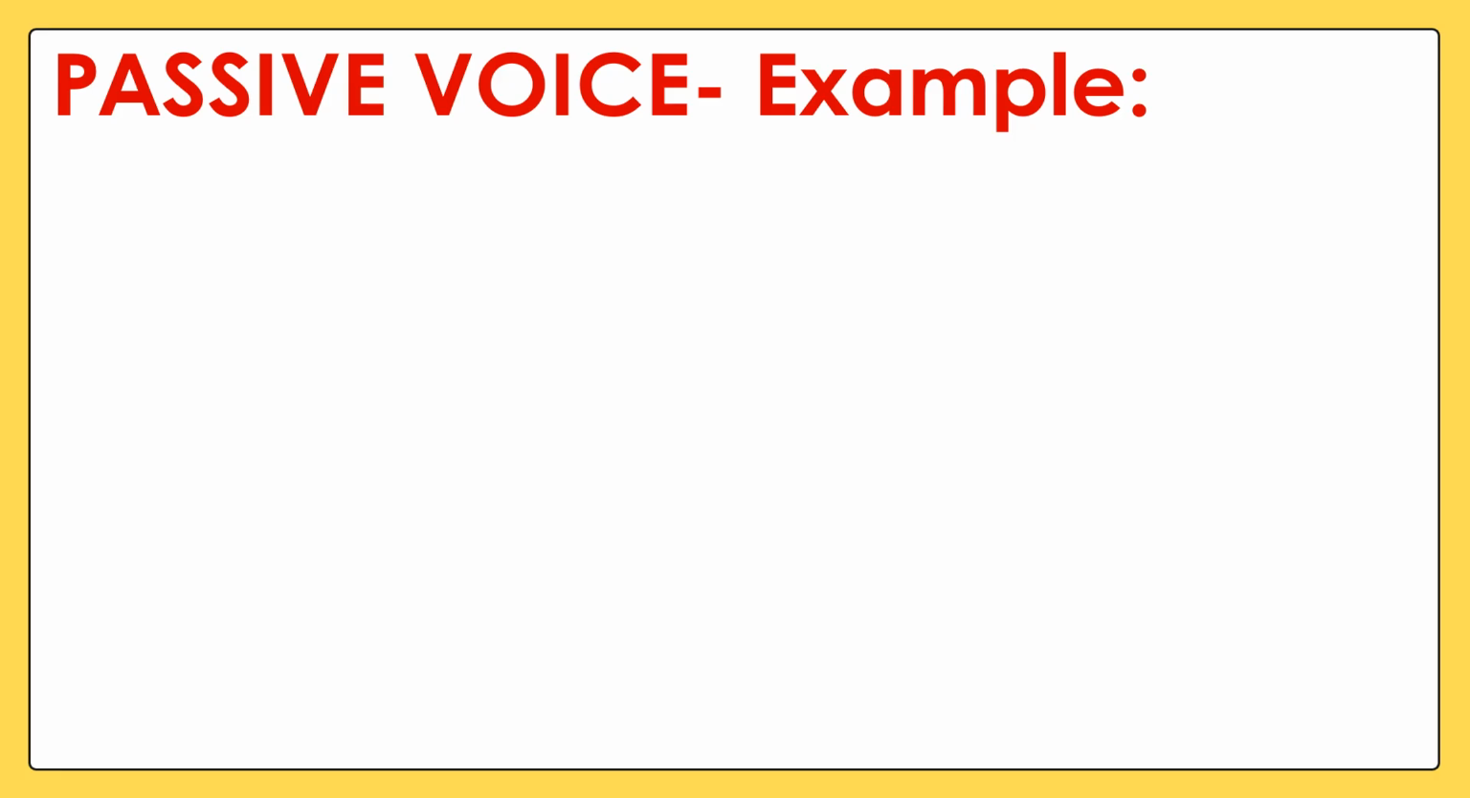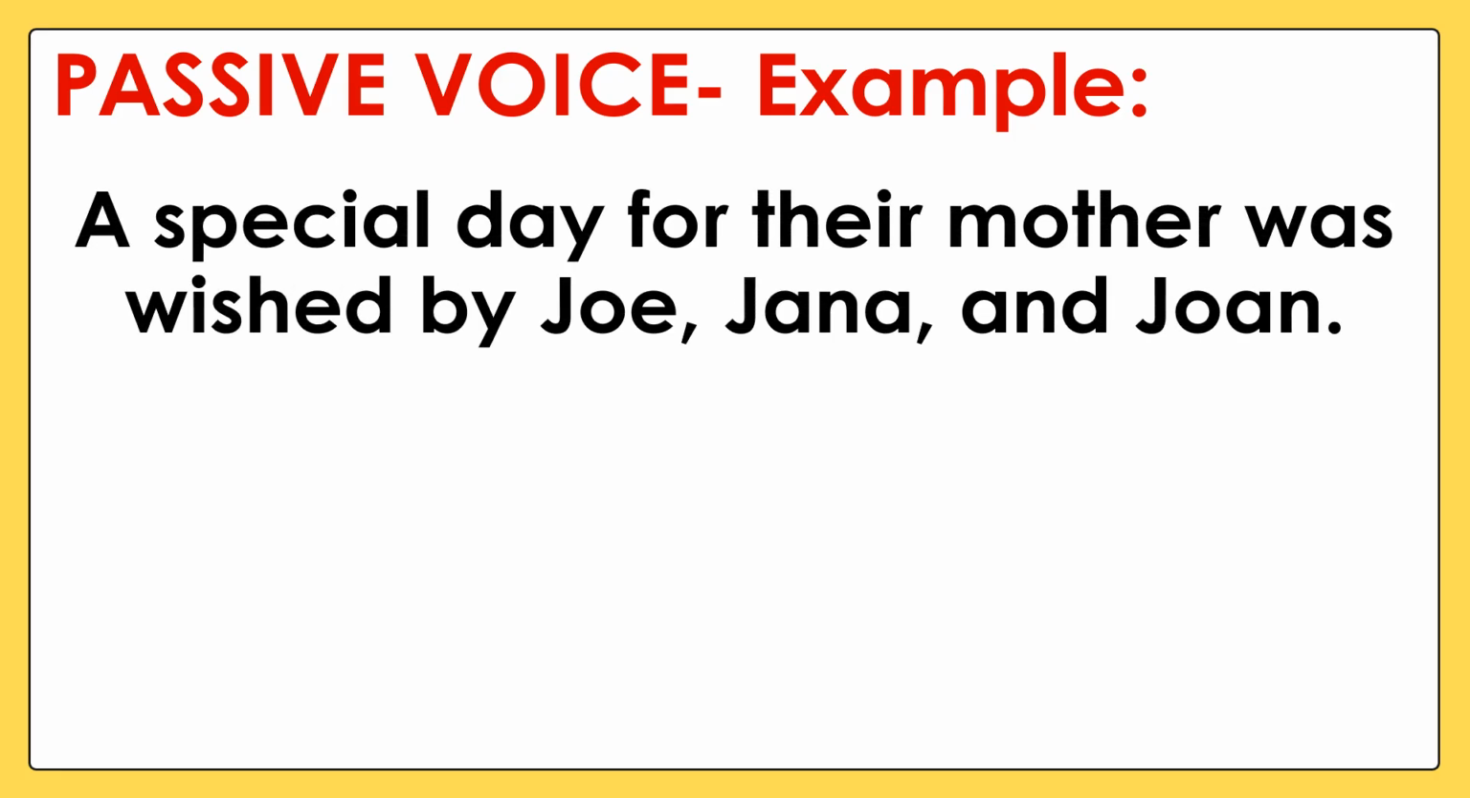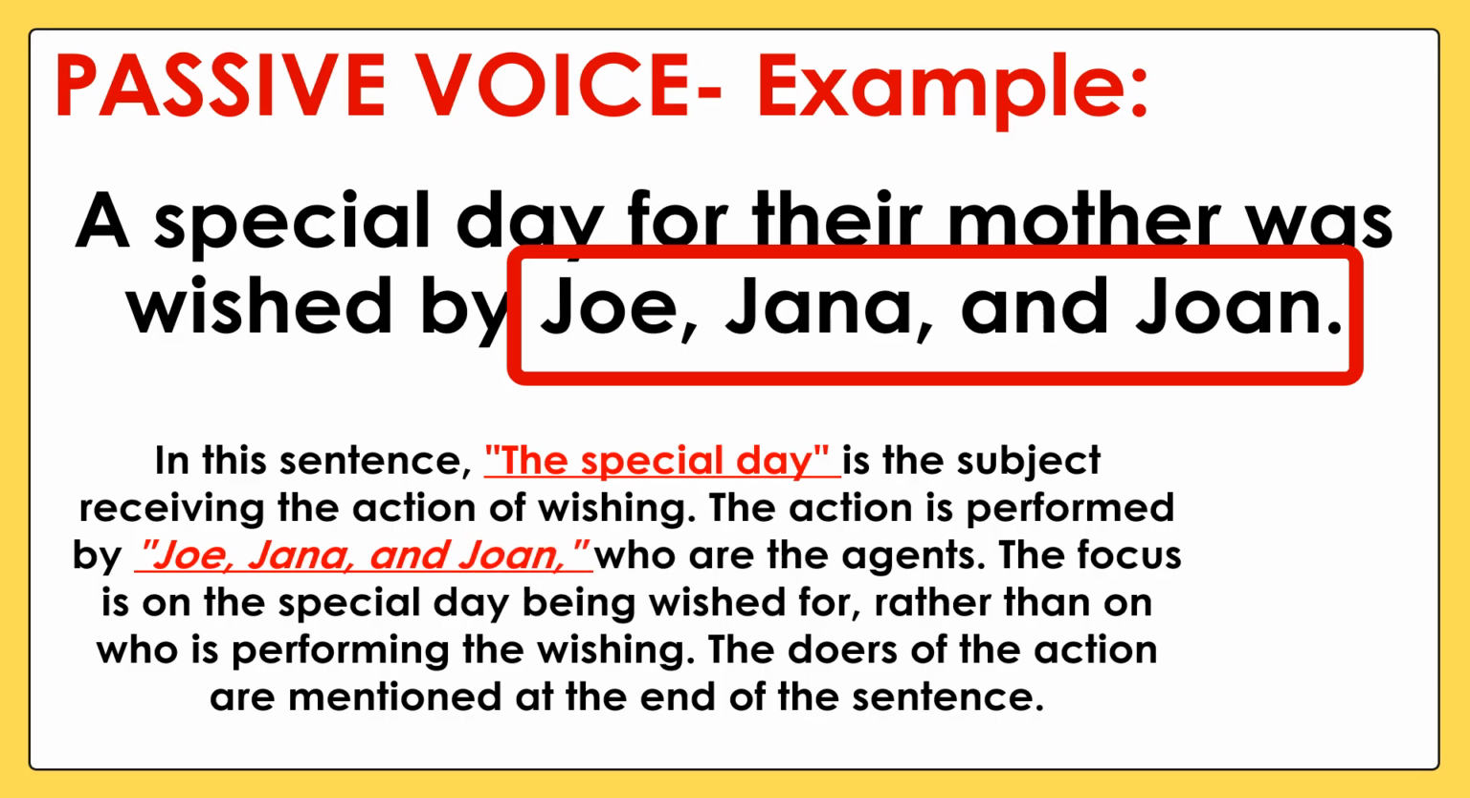Now, let's go with the first example for passive voice. Sentence: A special day for their mother was wished by Joe, Jana, and Joanne. So, in this sentence, the special day is the subject receiving the action of wishing. The action is performed by Joe, Jana, and Joanne, who are the agents or the doers of the action. The focus is on the special day being wished for, rather than on who is performing the wishing. The doers of the action are mentioned at the end of the sentence.